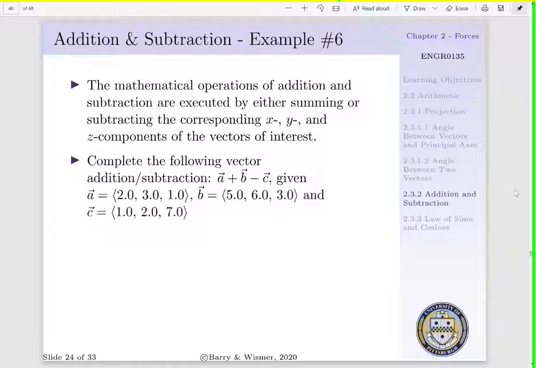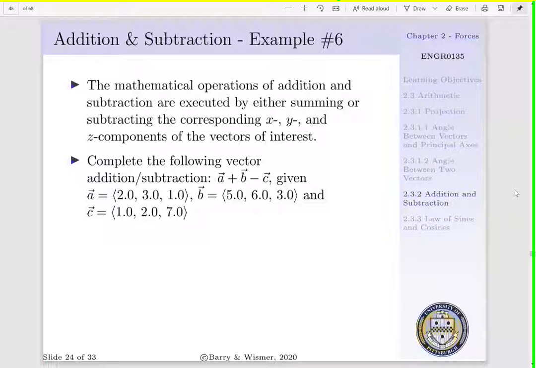When we add or subtract a vector, we are either going to add or subtract the corresponding x, y, and z components of our vectors of interest. For example, say we want to complete the following vector addition and subtraction. We have vector A plus vector B minus vector C.